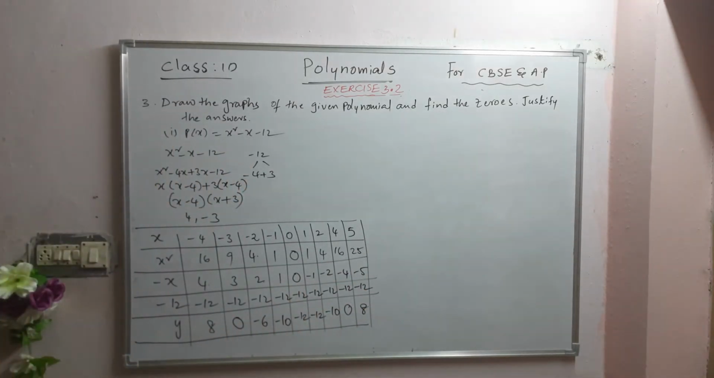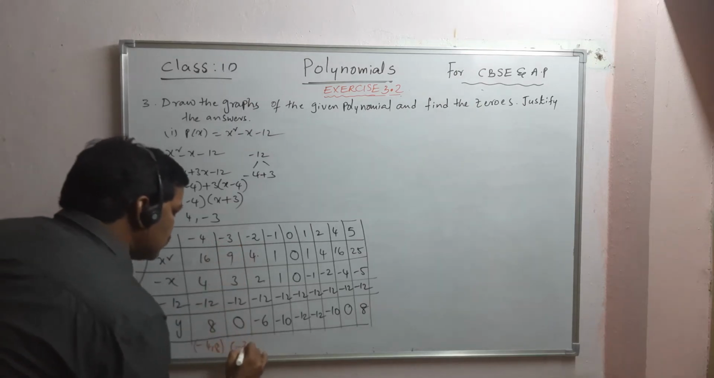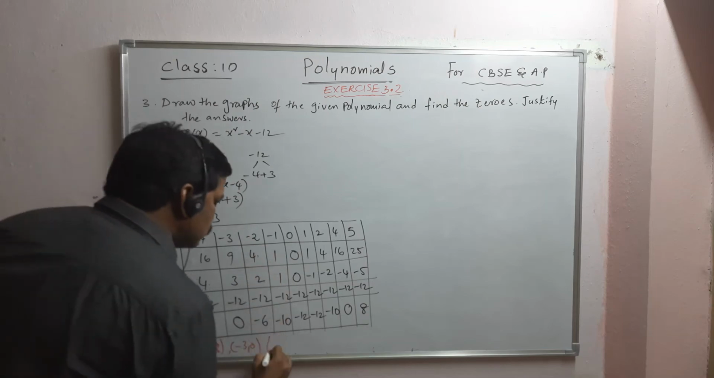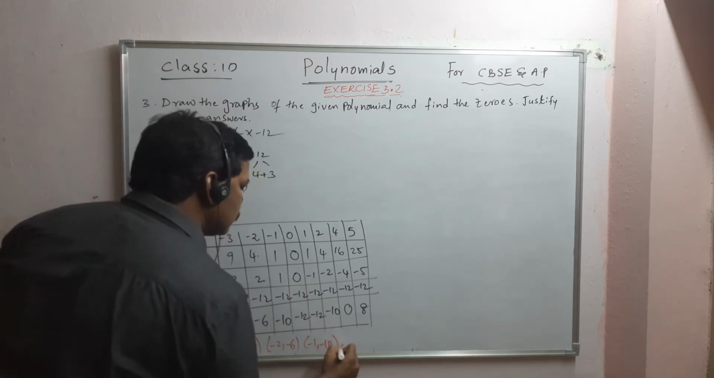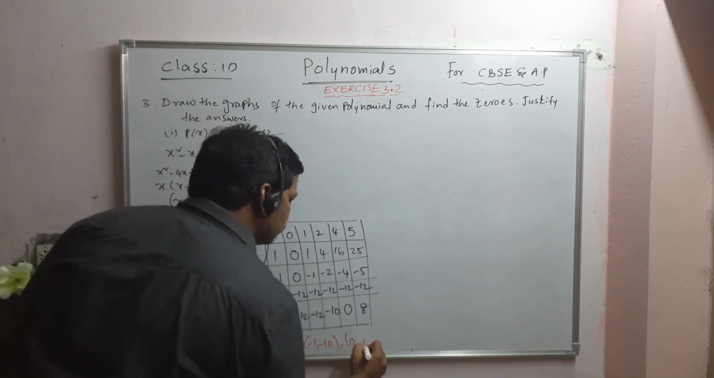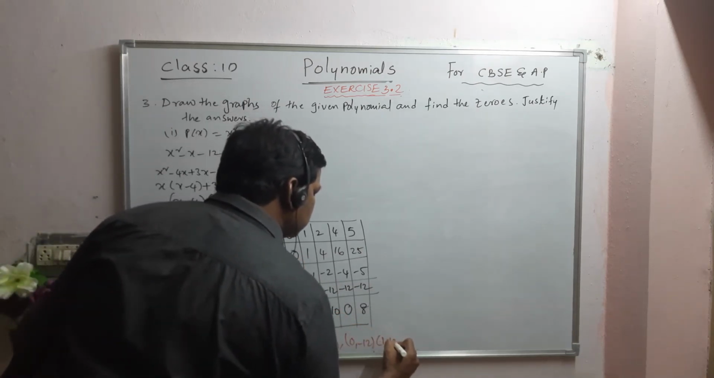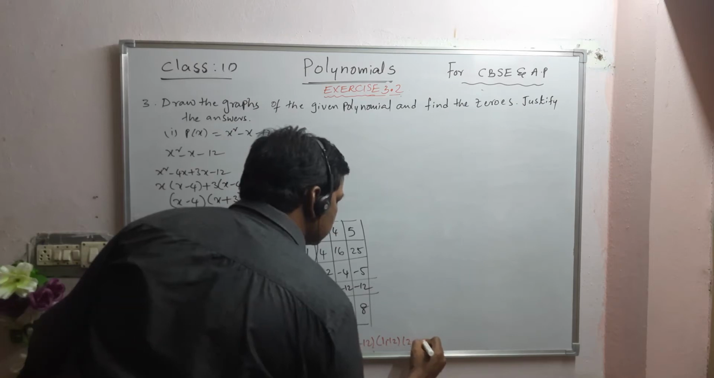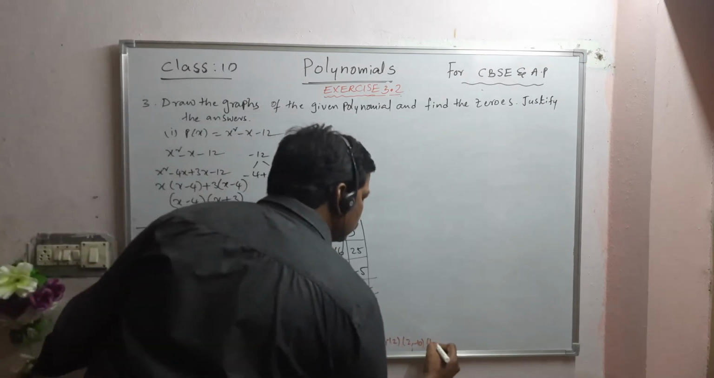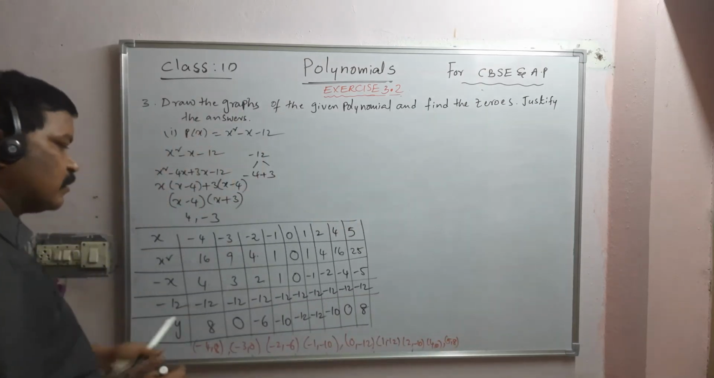Therefore, what are the ordered pairs now? I will write with red pen. Minus 4 comma 8, minus 3 comma 0, minus 2 comma minus 6, minus 1 comma minus 10, 0 comma minus 12. What next? 1 comma minus 12, 2 comma minus 10, 4 comma 0, and the last one is 5 comma 8. I forgot to write 3 here.